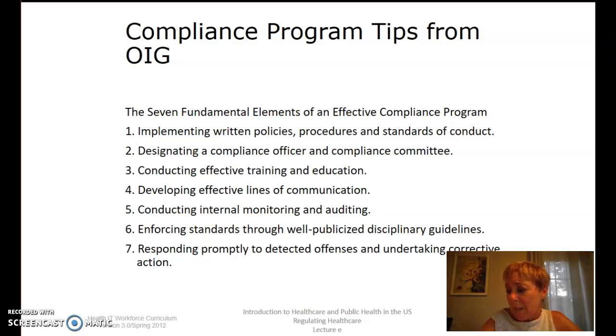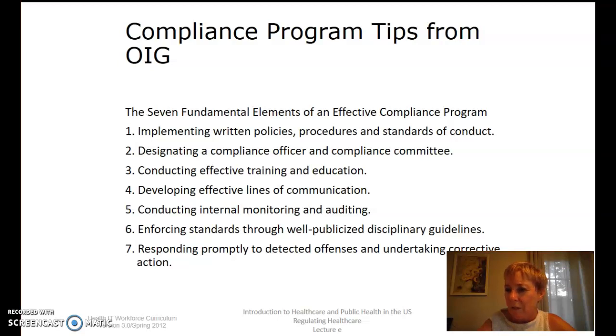If you want a compliance program in your healthcare facility, you have to have written policies and procedures and standards of conduct for all your staff. You should have a designated compliance officer and a compliance committee. Why? One person cannot do it all. You need that committee, and you need the buy-in and the support from that committee to be successful. You have to provide training and education. You have to have a line of communication. You have to conduct internal monitoring and auditing.